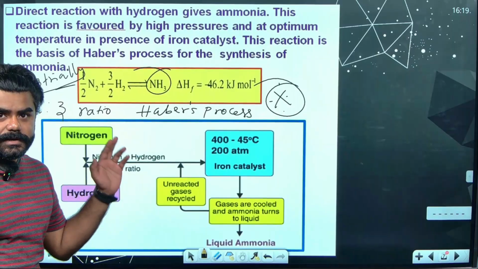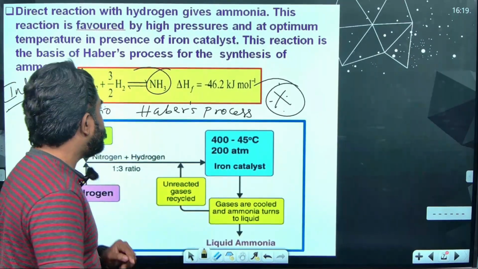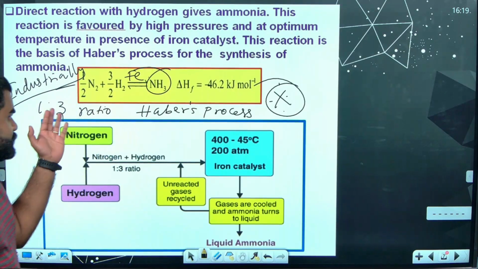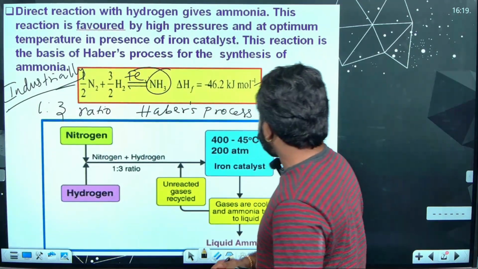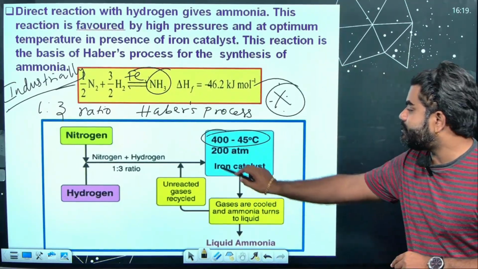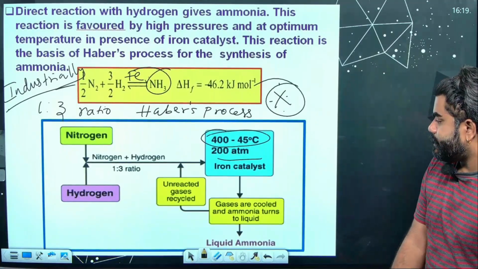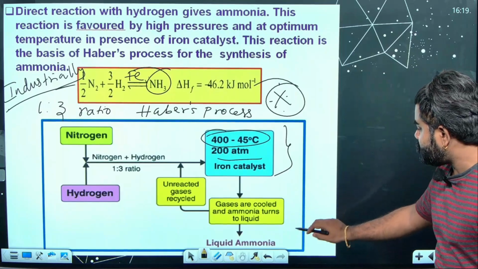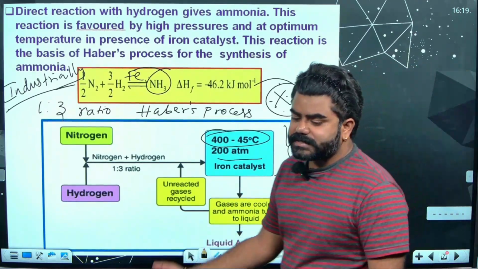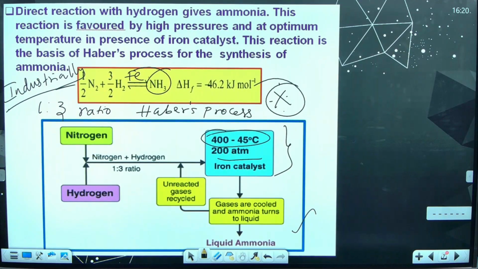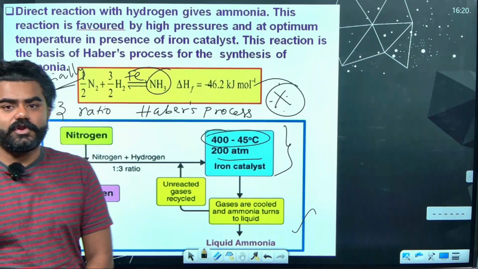They take nitrogen and hydrogen in 1:3 ratio at Fe as catalyst, iron as catalyst, and at some optimum temperature of around 400 degrees Celsius and pressure of around 200 atm. So when they take nitrogen and hydrogen in this reaction condition, they get ammonia. That is gaseous ammonia கிடைக்கும். அந்த அமோனியாவை நம்ம ஃபர்தரா liquefy பண்ணி liquid அமோனியாவை எடுத்துக்கலாம். Okay, so this method is called Haber's process and it is the industrial method of preparation.